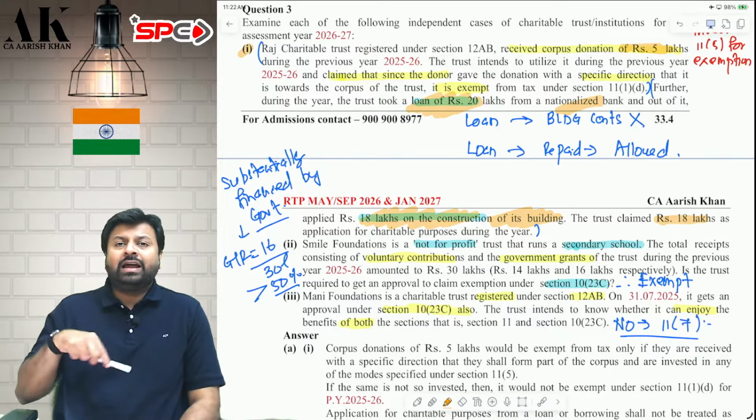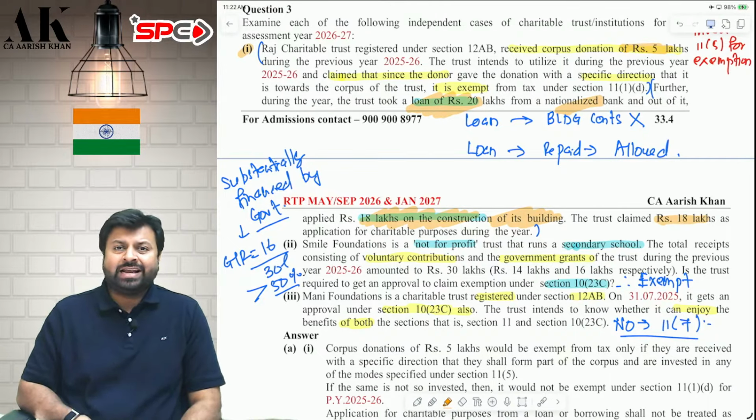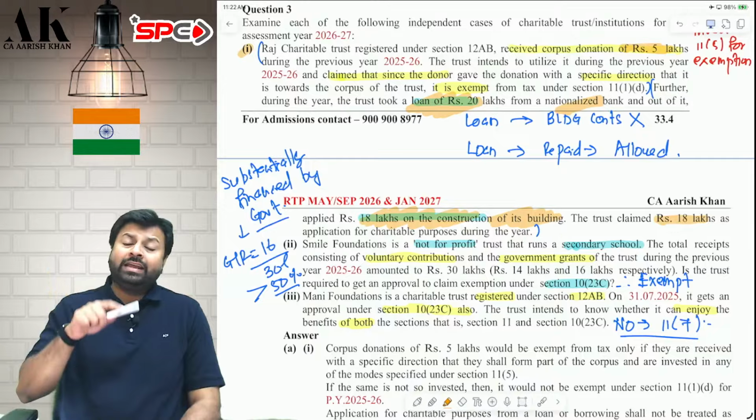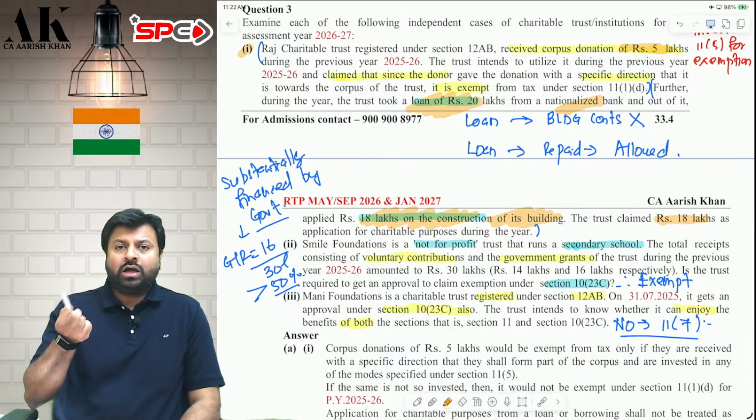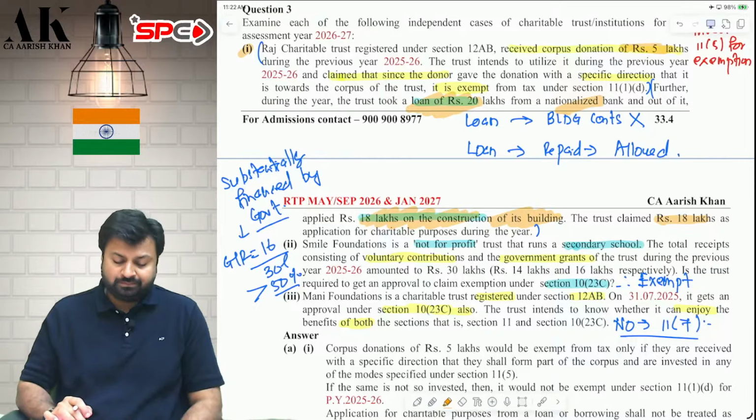So if I take a loan and incur an expense, that expense is not allowed as an application. It will be allowed only if the loan is repaid. That too, now an amendment has been made in Finance Act 2023 that the loan has to be repaid within 5 years if you want to claim that repayment of loan as a deduction. I hope it is clear to all of you.